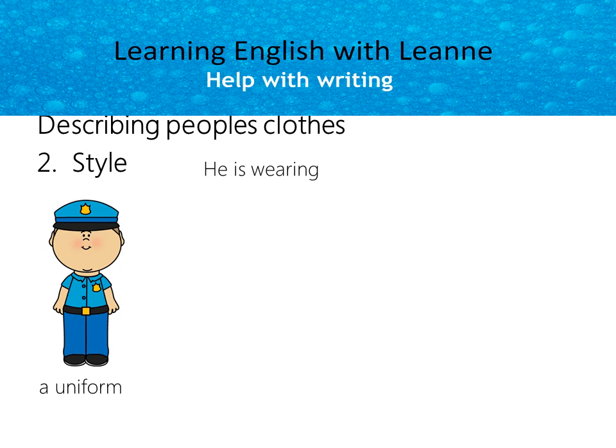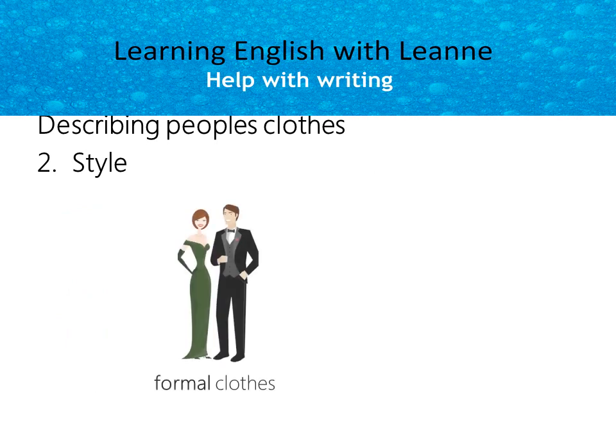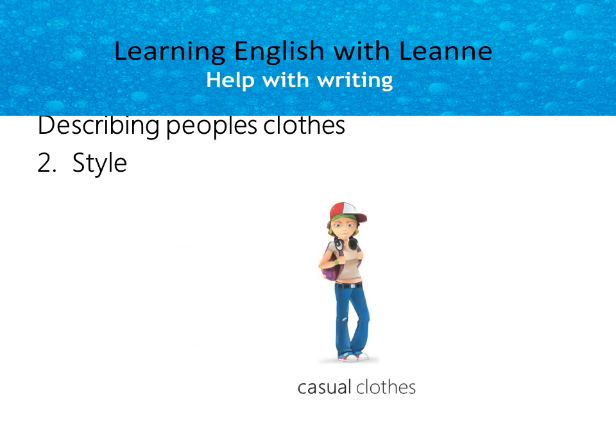He is wearing... is a man, so he, the verb is wearing. Now he has these clothes on. He is wearing a uniform. Our next picture. There are 2 people here, so we will change and say they. They are wearing formal clothes. It's a woman this time, or a girl. She is wearing casual clothes.